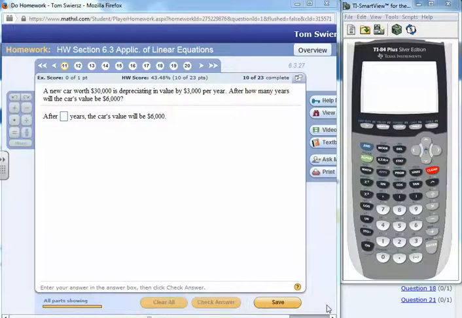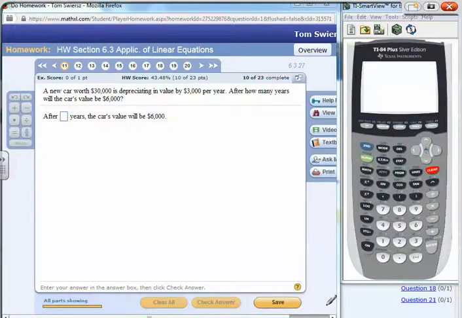Let's begin with homework exercise number 11 from section 6.3. It states a new car worth $30,000 is depreciating by the value of $3,000 per year. After how many years will the car's value be $6,000? So right now, the new car is worth $30,000. Depreciating means the value is going down, so we're going to subtract. It's going down by $3,000 per year.